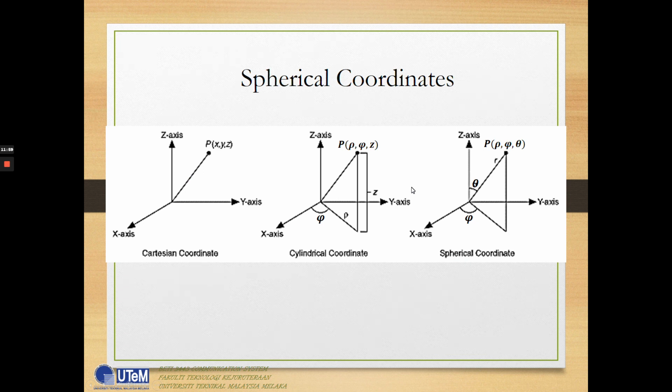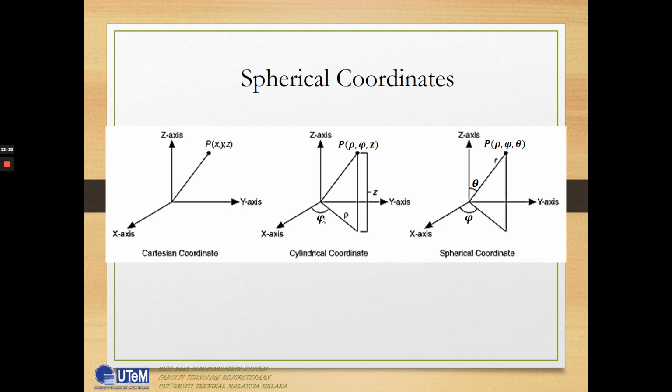Now we move on to the spherical coordinates. In a similar way, the same point, like the Cartesian and the cylindrical coordinates, we will represent in one more different way, which is called the spherical coordinate system. There is one small similarity actually.